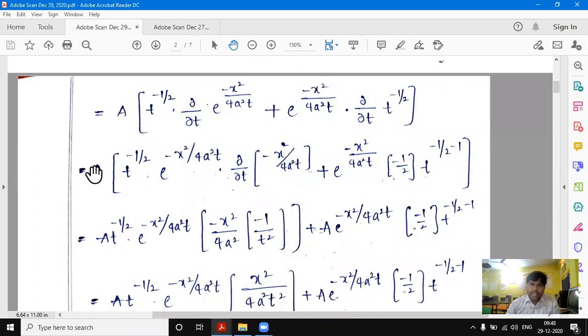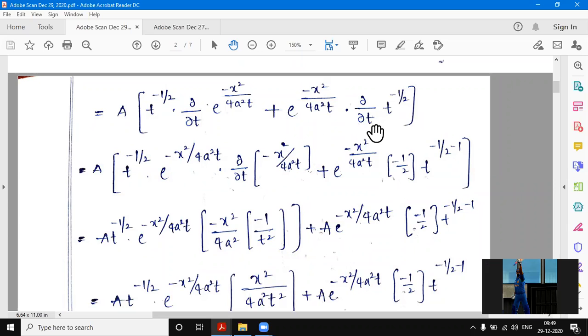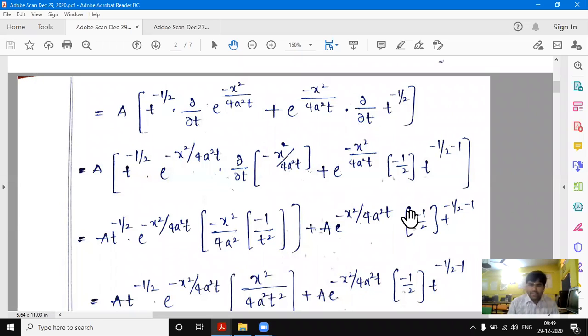So that is equal to a into t power minus 1 by 2 into the derivative of e power x, which is e power x. So that is e power of minus x square by 4a square t. But in place of x a different term is there, so again we have to partially differentiate that term with respect to t. So that is dou by dou t of minus x square by 4a square t, plus e power minus x square by 4a square t into the differentiation of t power minus 1 by 2. So t power n, the formula is n into t power n minus 1, with n equal to minus 1 by 2.